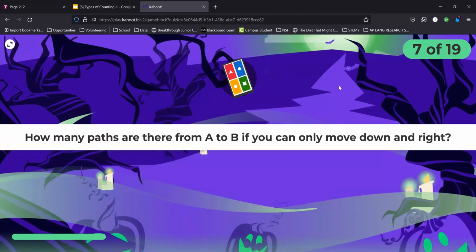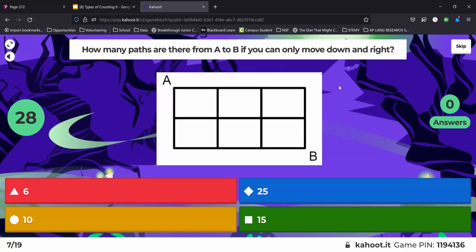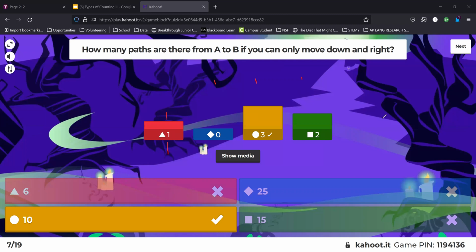Okay. How many paths are there from A to B if you can only move down and right? So remember, you could use combinations, factorials, that stuff, or you could use the numbering thing where you number the top row with ones, or whichever row is between the starting point and the ending point, or that touches the starting point with ones, and then you add them. Right. Okay. So okay, the answer would be 10.